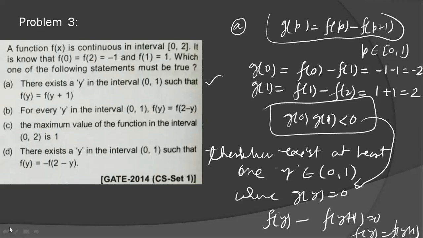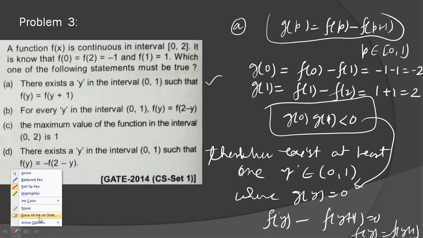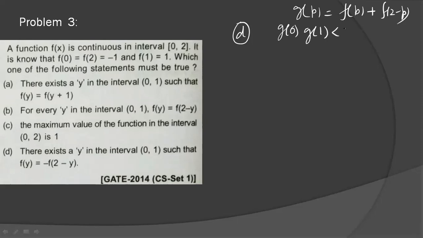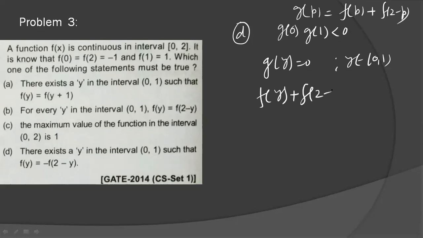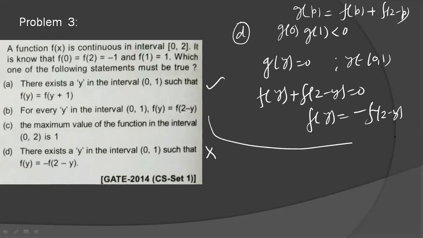Now, why not D? So let's start more theory on this question. If you take D option, then you have GP equals FP plus f of 2 minus p, and G0 times G1 is less than 0. Then again, you have a y between open interval 0, 1, where gy is 0, meaning fy plus f of 2 minus y equal to 0. It means fy equal to minus of f of 2 minus y. So both A and D are correct, and why is D not correct? Let's start first.